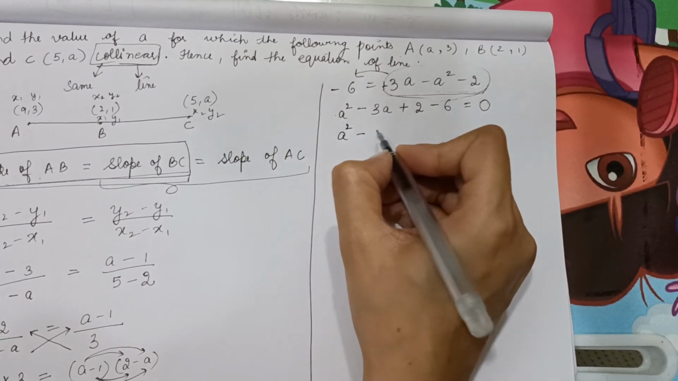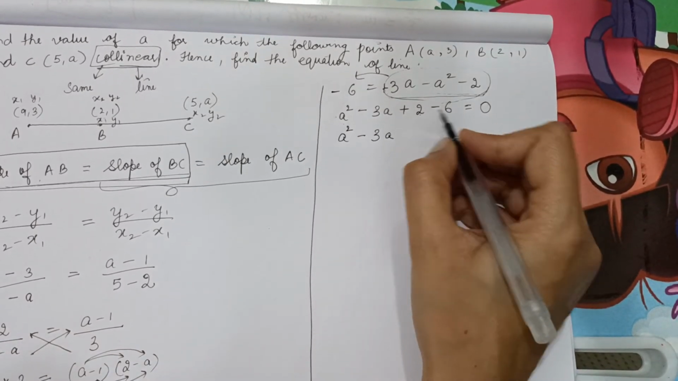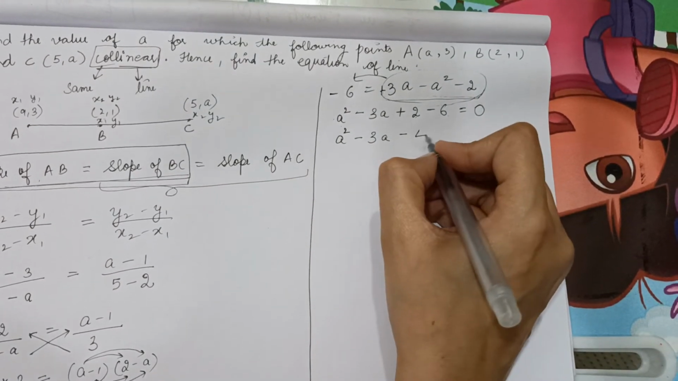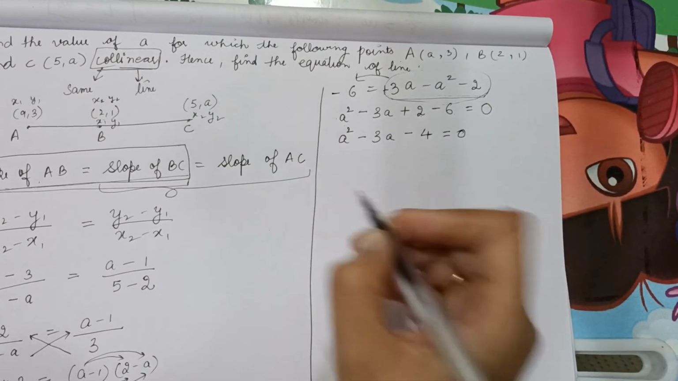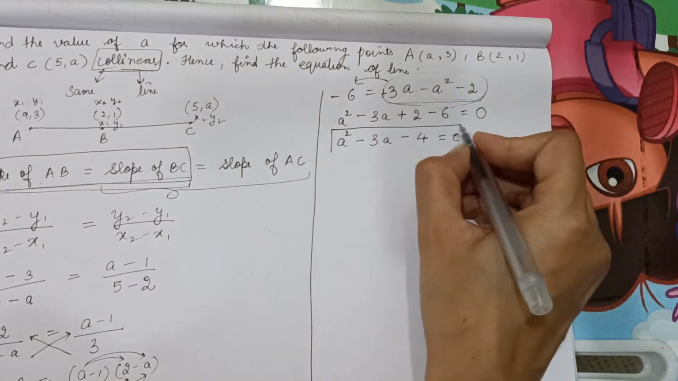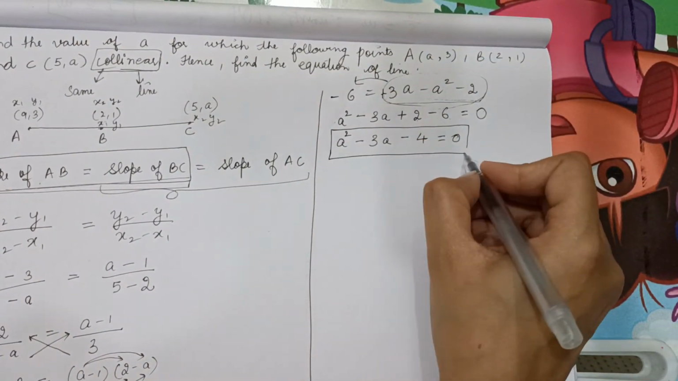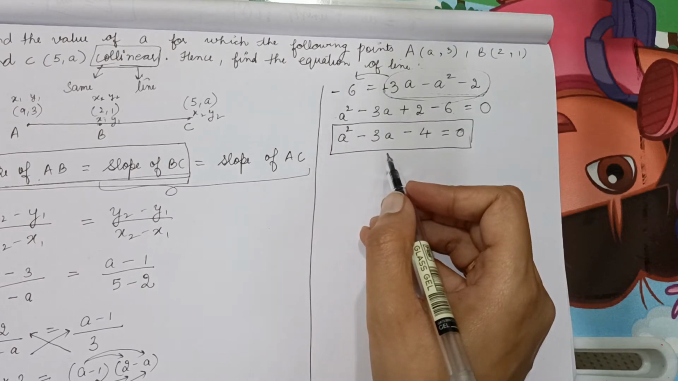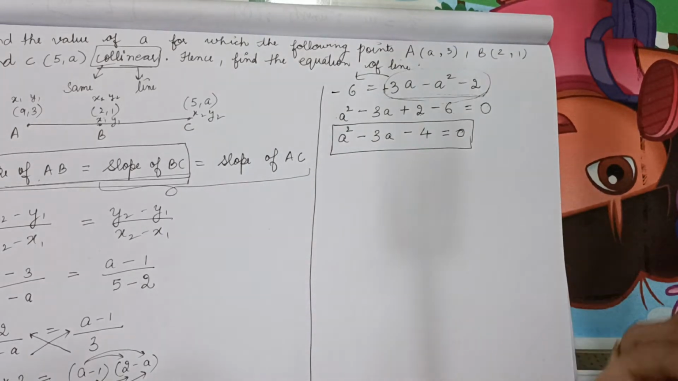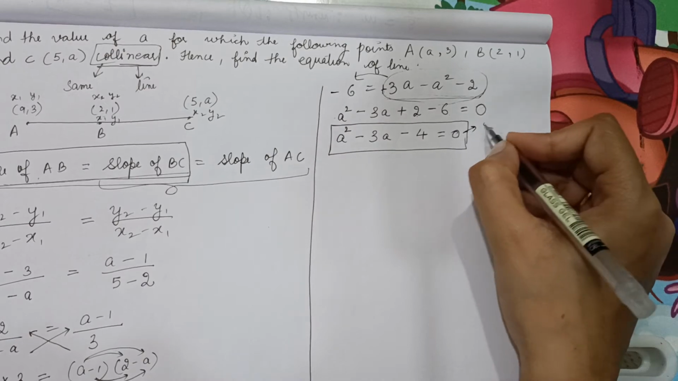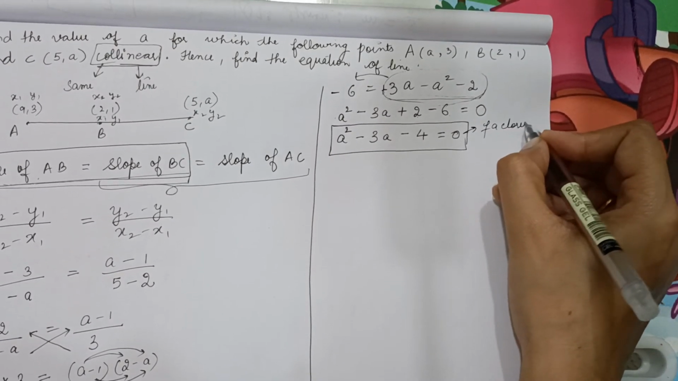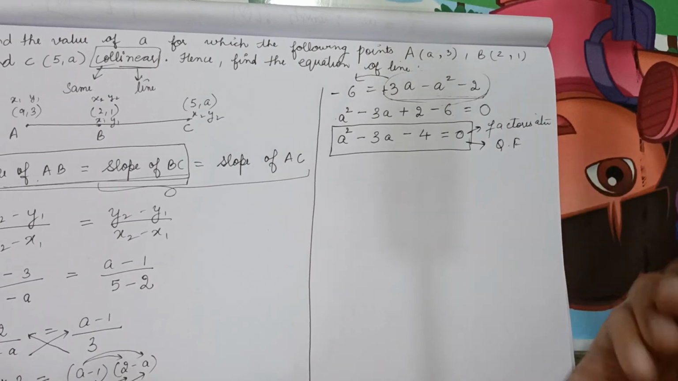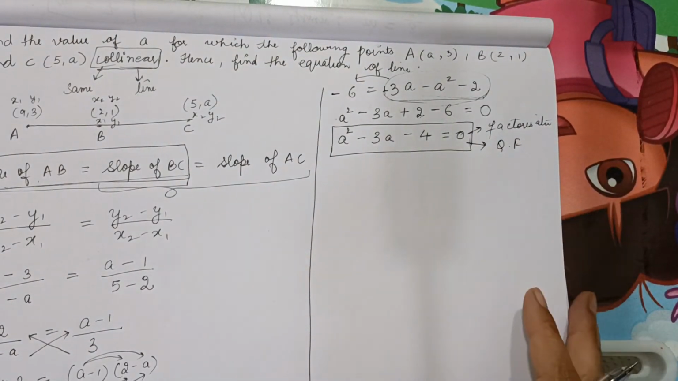Minus a square minus 3a. Now 2 and minus 6 again, these are like terms. So 2 minus 6 is minus 4. As you can see here, we are getting a quadratic equation with a variable a. So this equation you can solve either by factorization or by using the quadratic formula. Any way is applicable, whichever you want you can use here.